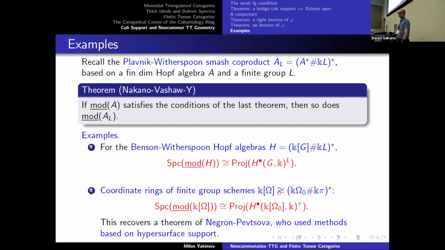We needed a certain result about the categorical center over here, and we looked at the representations of the coordinate rings of the finite group schemes. If you forget the tensor product structure, that becomes the same as representations of a finite group, and you can use results about representations of a finite group. So that enters very essentially.